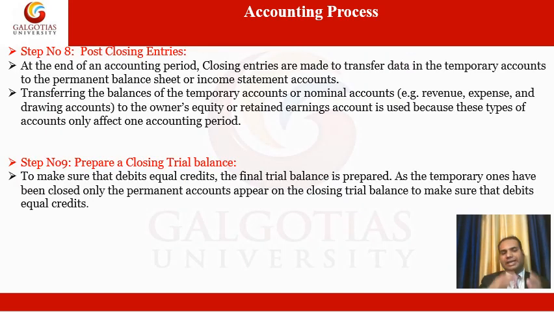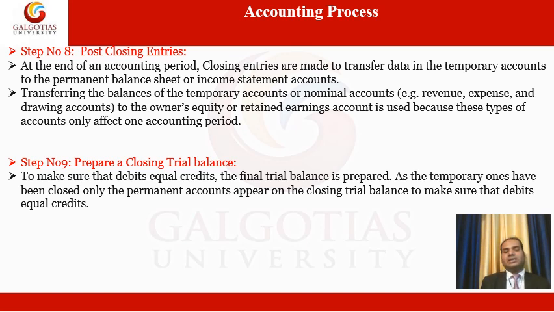Now I'm going to explain the eighth step of the accounting process. The eighth step of the accounting process is post closing entries. As you know, students, at the end of an accounting period, closing entries are made to transfer the data in the temporary accounts to the permanent balance sheet or income statement accounts. Transferring the balances of the temporary accounts or nominal accounts, for example revenue, expenses, and drawing accounts, to the owner's equity or retained earnings accounts is done because these types of accounts only affect one accounting period, right?